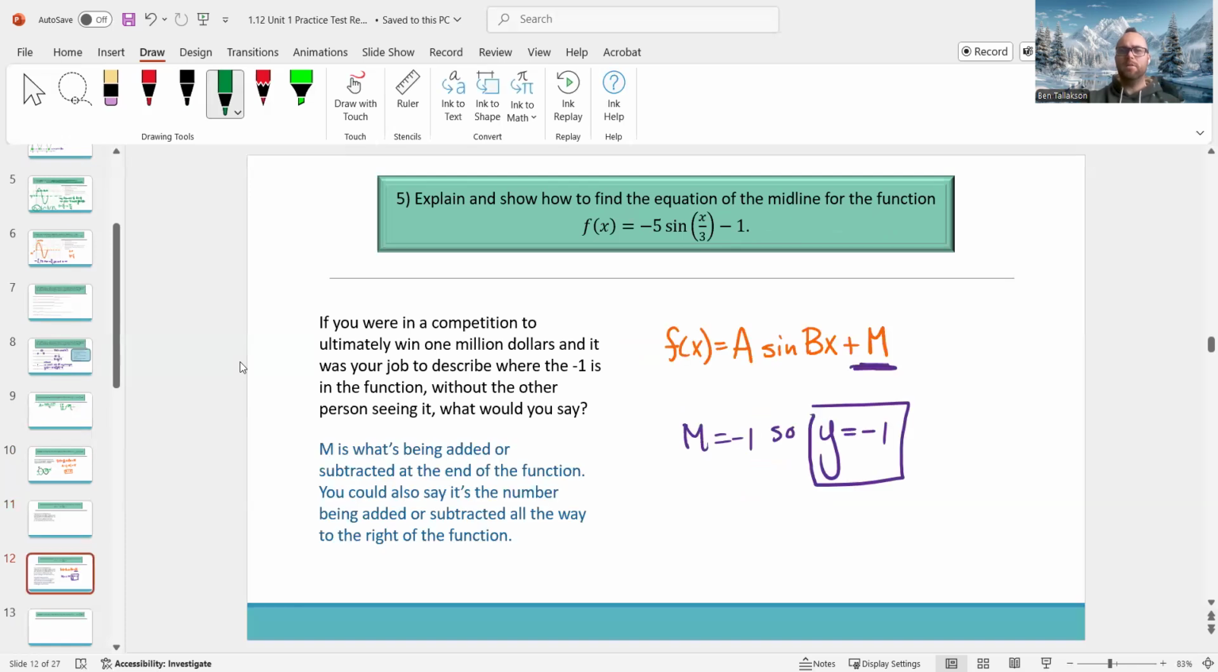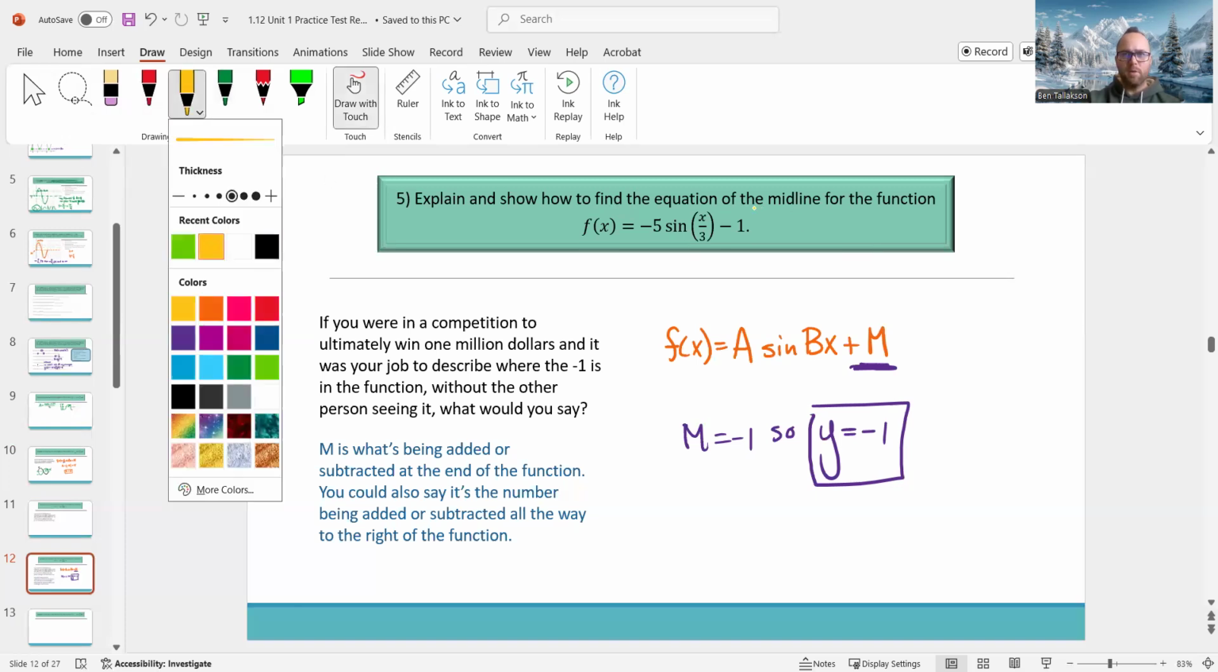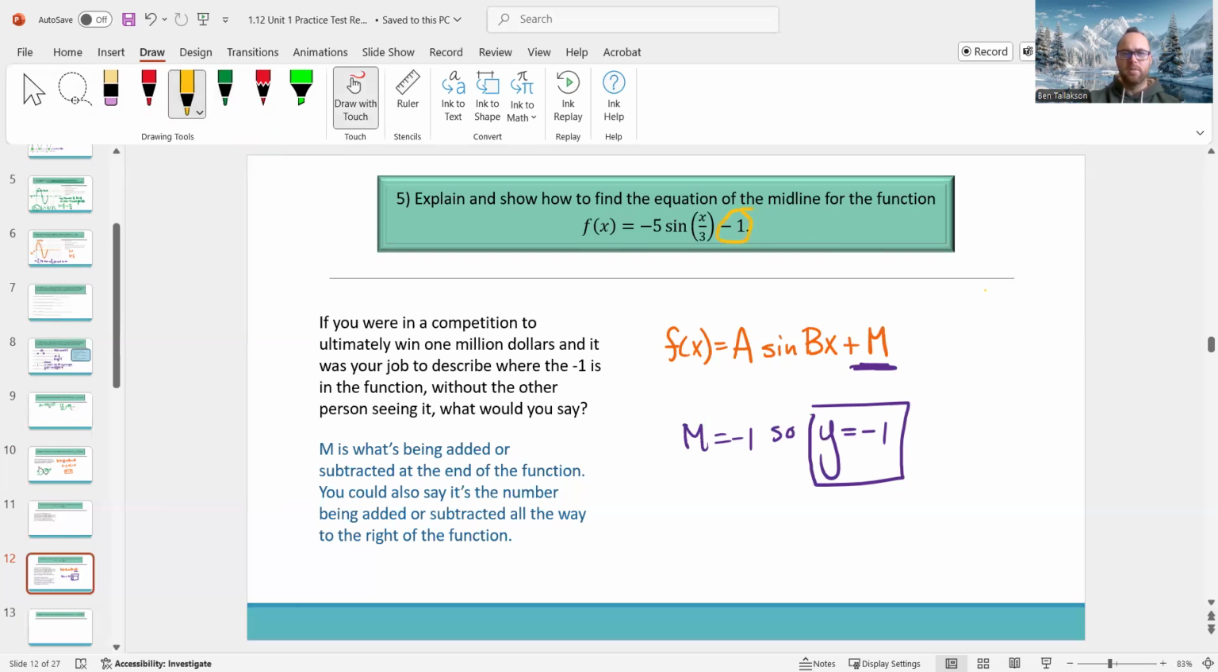Well, this is quite possibly the easiest question. Number 1 was pretty simple too, but it's all about what you see at the end, right? Let me get a different color here. It's all about what you see right here. That's the vertical shift, which is also the midline, right? Moving up or down. If it's negative, we're moving down. So if m is -1, then the equation of the midline is y equals -1.